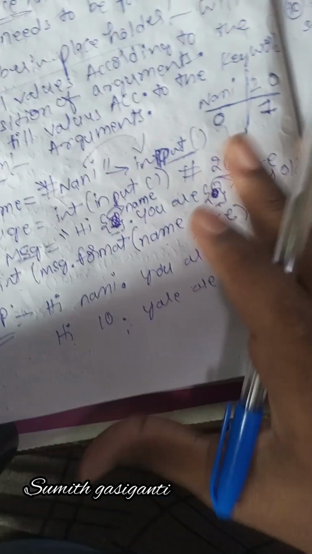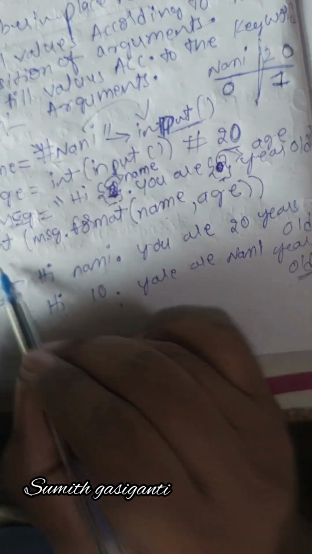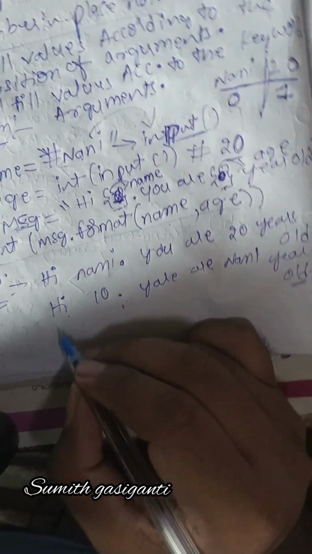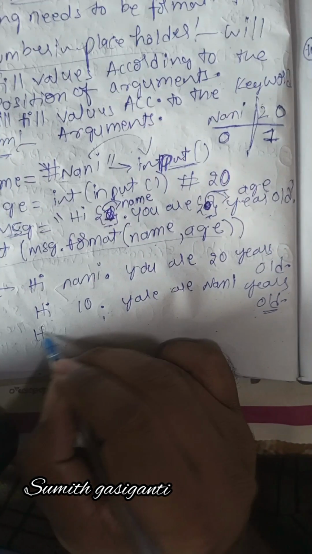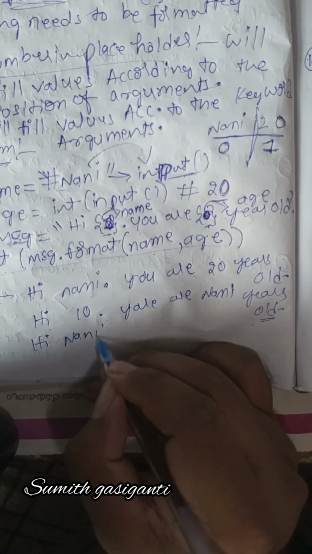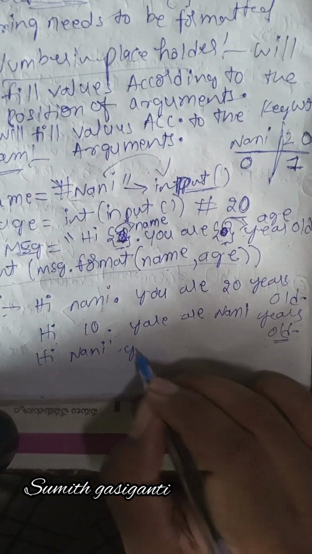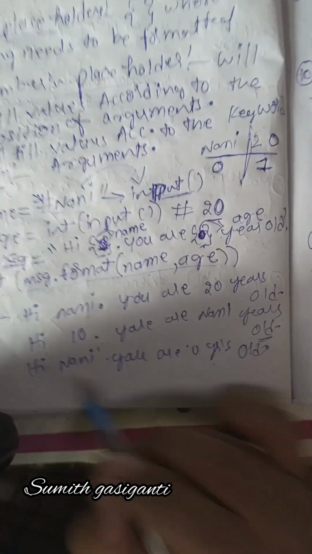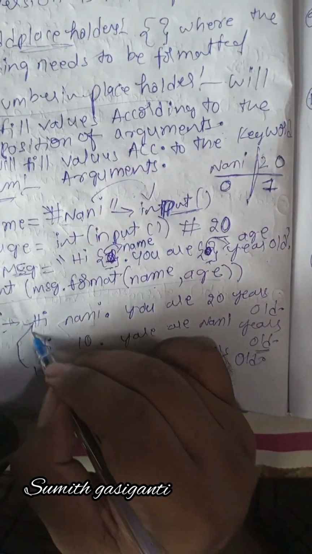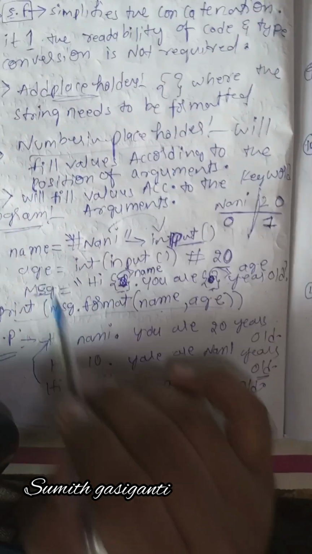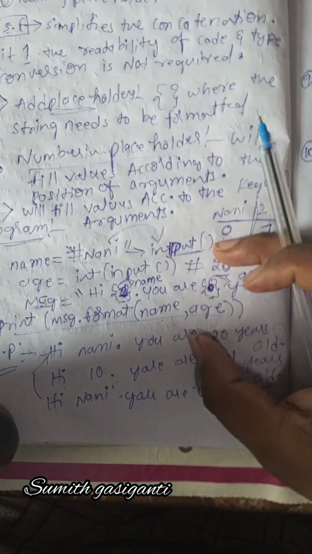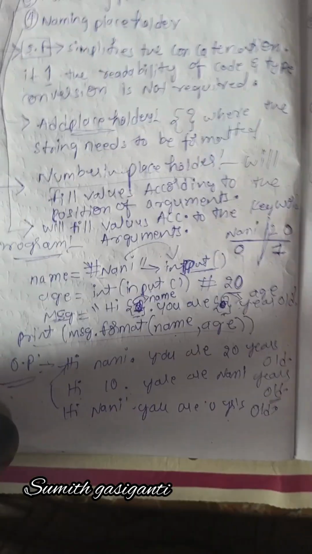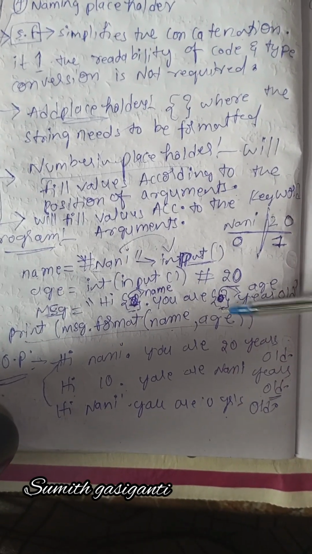Anyone guess? When I use the print message dot format with name and age, the output should be: Hi Nani, you are 20 years old. The output should be the same. By taking the same program, same example only, I am explaining 3 concepts: add placeholder, numbering placeholder, naming placeholder.